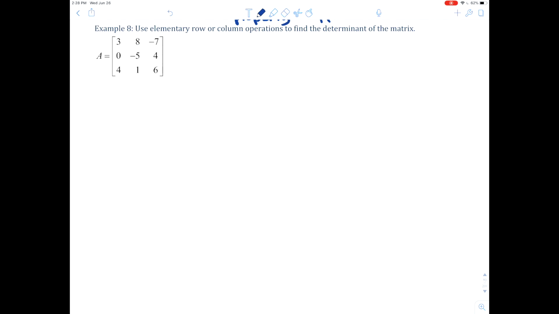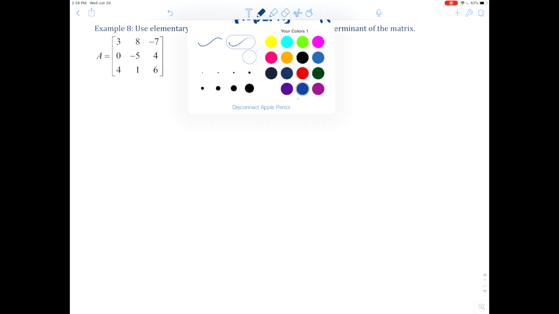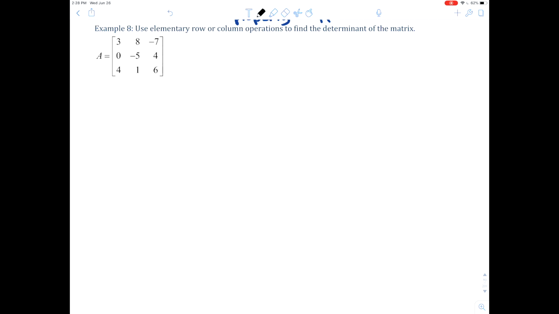Now let's take a look at this next example. Use elementary row or column operations to find the determinant. So, all right, let's check it out. Go ahead and pause the movie, work the problem, and see how you do. Okay, let's see how your result came out.